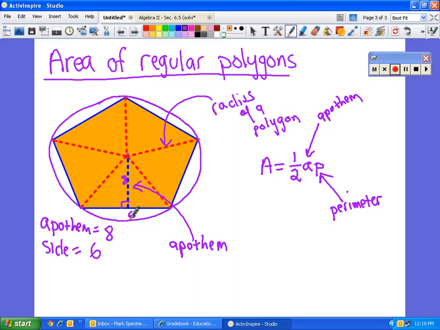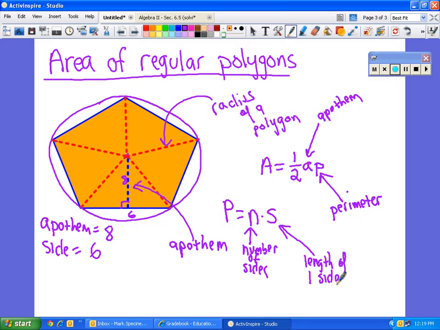So we have a formula that we can use to find the perimeter. That formula is simply n times s. The perimeter of a polygon is n times s, where n is the number of sides, and s is the length of one side. So you take the length of one side of your figure and you multiply it by the number of sides. Very straightforward.